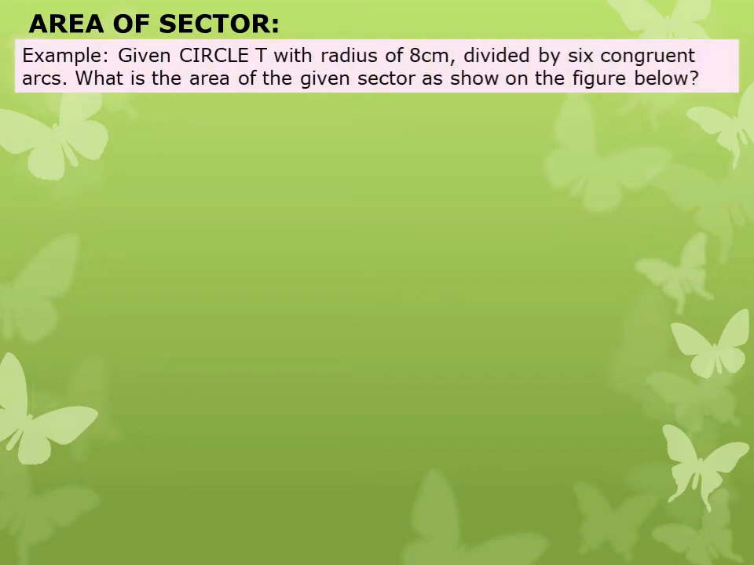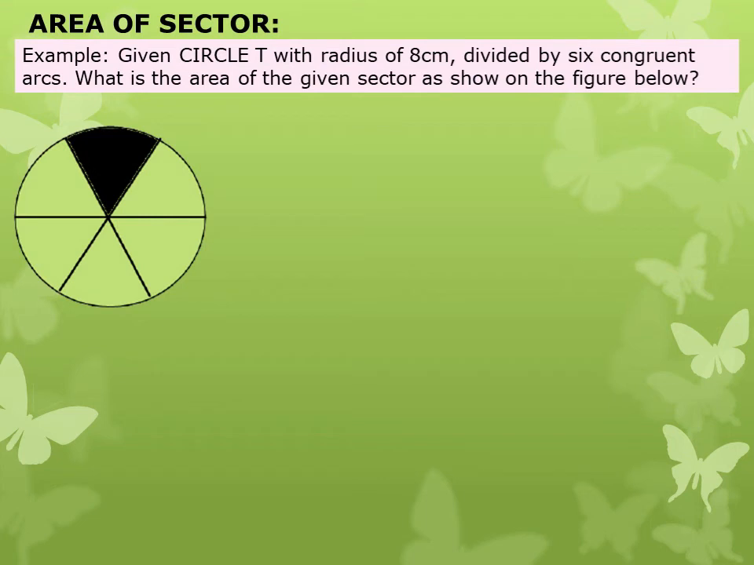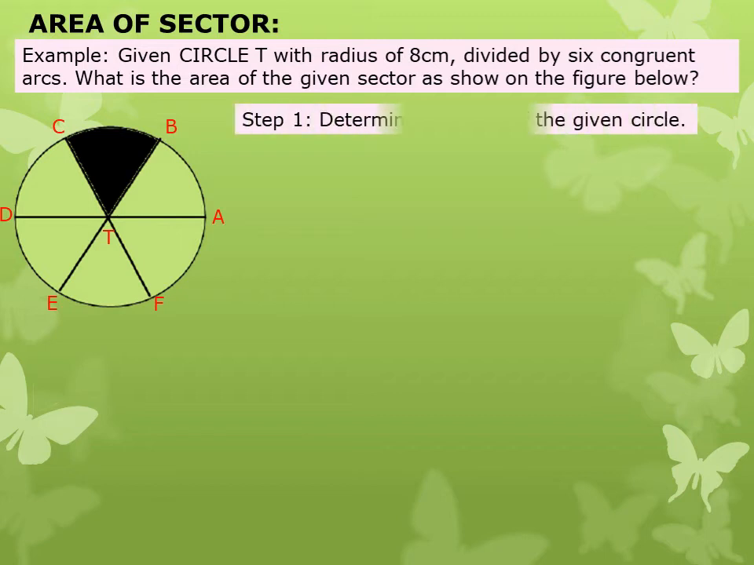Example, given circle T with radius equals 8 centimeters divided into 6 congruent arcs. What is the area of the given sector as shown on the figure below? So we are going now to find the area of this sector bounded by angle CTB and the arc CB, this shaded region. Okay, we have step one. Determine the area of the given circle.